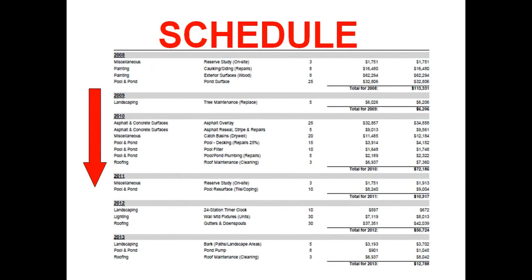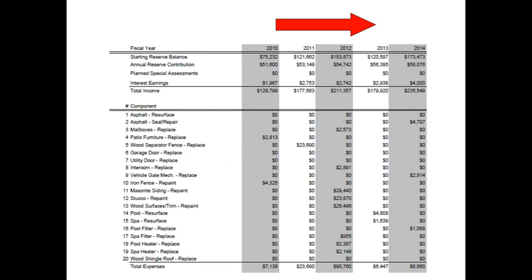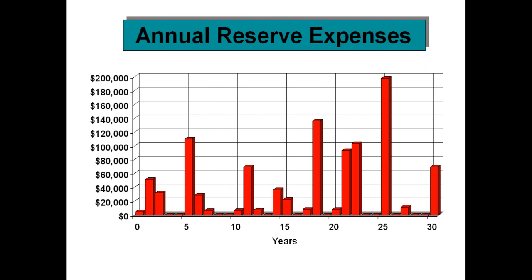Now, based on that reserve component list, somewhere in the reserve study you'll likely see a schedule of reserve expenses. It may be laid out vertically, like in this report, from year to year to year, or it may be presented left to right across the page. How it's presented is not significant, but I just want to point out that this is what the schedule of reserve projects looks like.